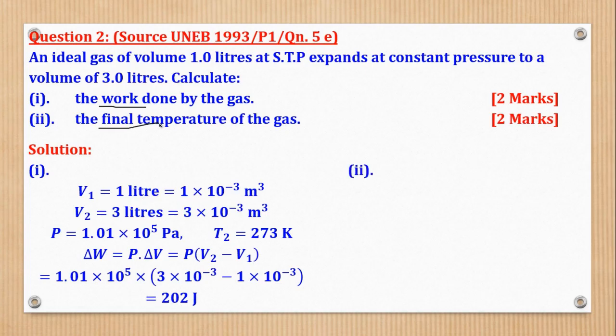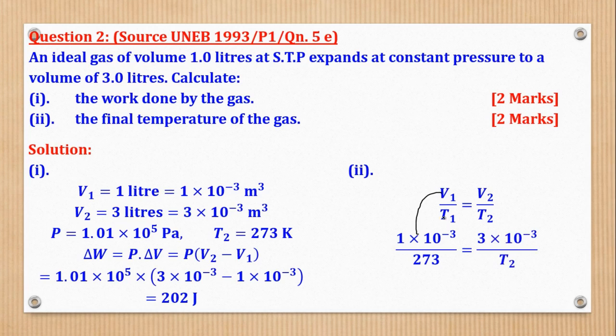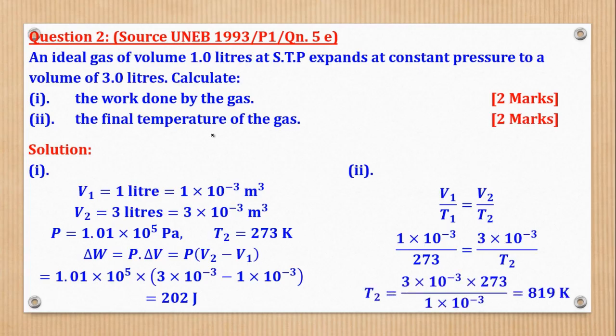Roman 2, they want the final temperature of the gas, so we shall use the gas laws. So since pressure is constant, then we shall use Charles's law, which is V over T is a constant. So V1 over T1 is equal to V2 over T2. Then come and substitute for V1 and T1, V2, T2 is what we want. So make T2 the subject, and that will be the value they want.